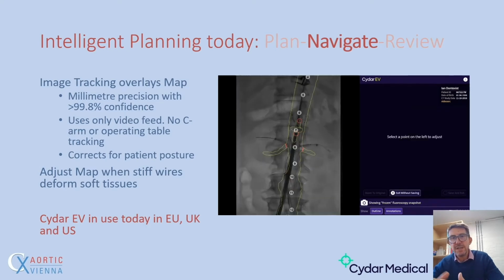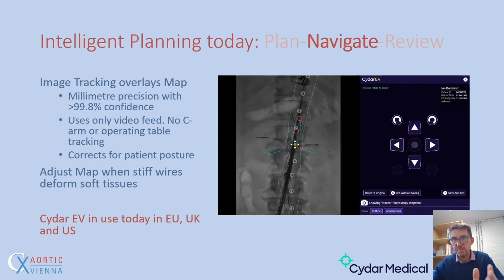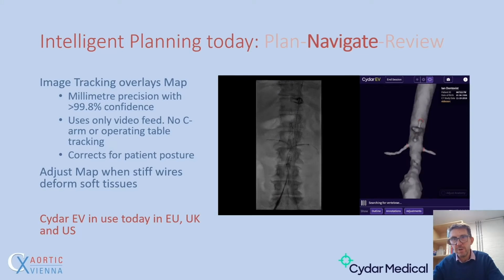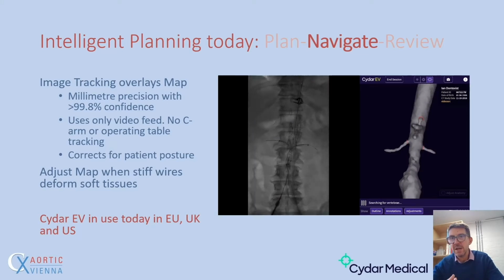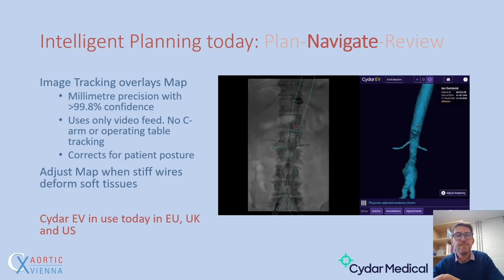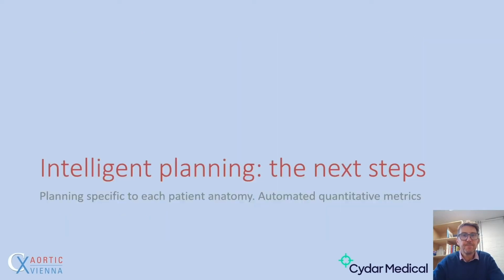When we come to navigate, it's the computer vision, which we call image tracking. So there's no tracking of any hardware in the operating room, just looking purely at the fluoro. Millimeter precision, really high confidence. Yellow overlays the preoperative anatomy, blue overlays are the modified deformed anatomy. And it's been shown to reduce radiation exposure and to shorten procedure time.